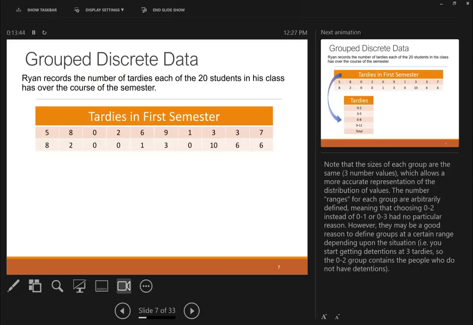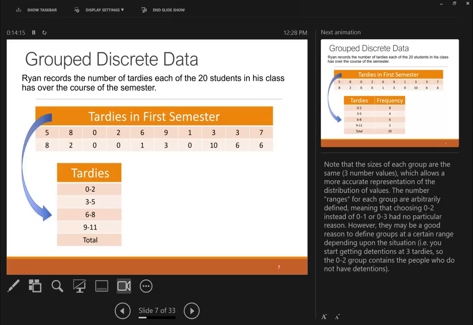So let's look at a data set here. We had 20 students in class and had everybody record the number of tardies they had in that class over the course of the first semester. Here are the results. The smallest value on this list is 0. The biggest value is 10. So I know I need to cover at least those values.